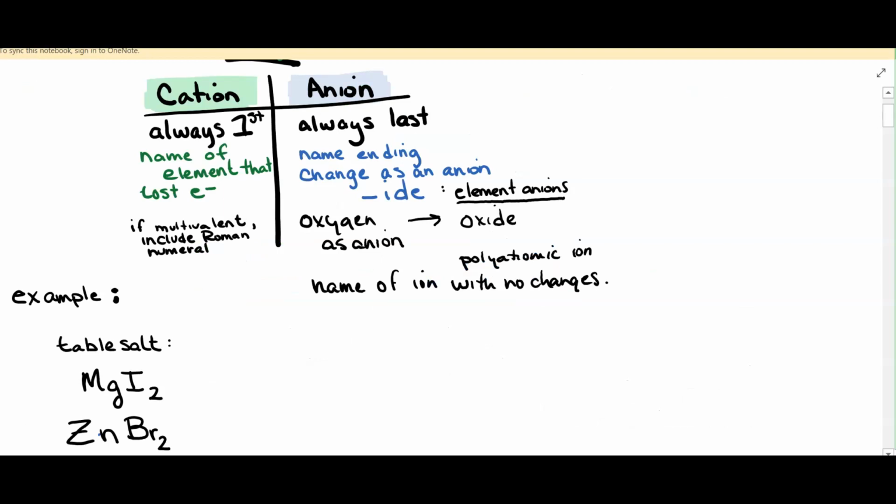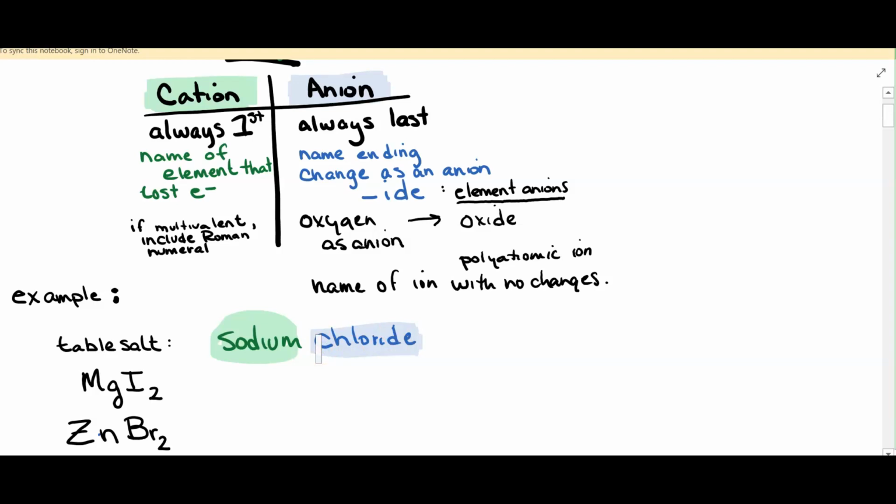Let's look at some examples. For table salt, you know its name is sodium chloride. And as a two-part name, I always say put the cation in a circle and the anion in a box, or put the cat in a bag and the ant in a box.